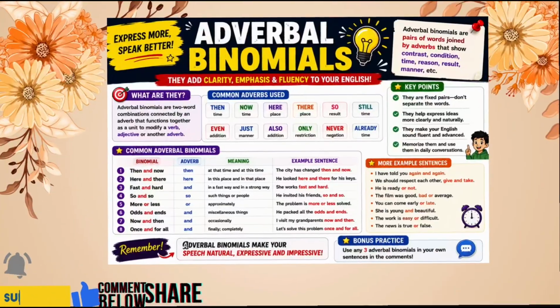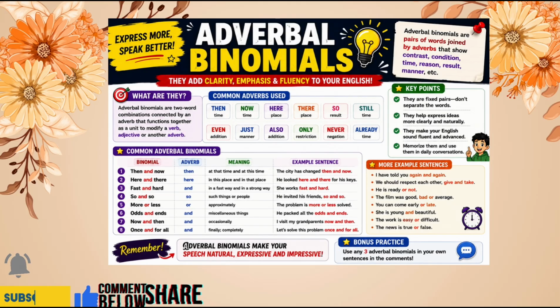Let's move to the next, adverbial binomials. They add clarity, emphasis, and fluency to your English. What are they? Adverbial binomials are two-word combinations connected by an adverb that function together as a unit to modify a verb, adjective, or another adverb. Common examples: then, now, here, there, so, still, even, just, also, only, never, already.